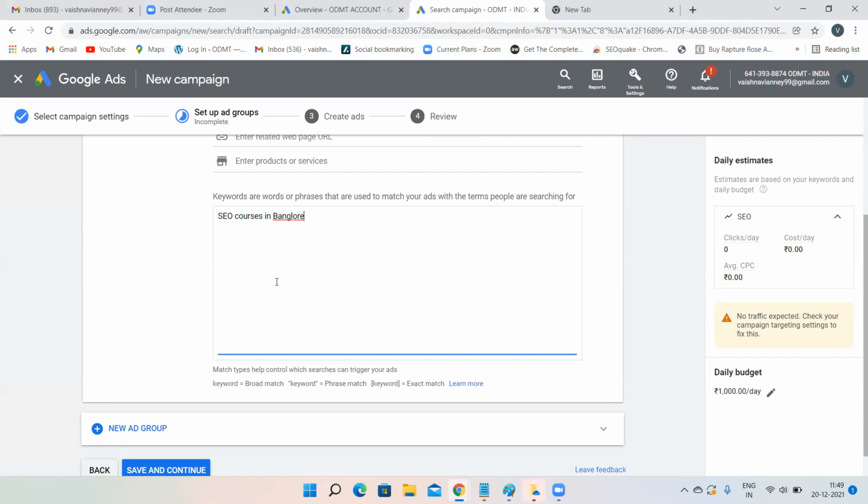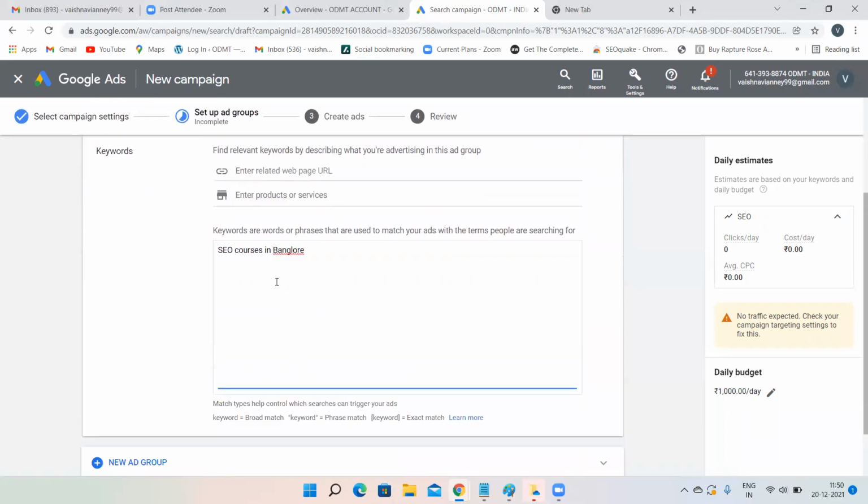Then according to all the keywords whichever you choose, you take the average CPC. That means suppose 100 is there, 150 is there, 120 is there, then take 100 as your maximum CPC. By seeing the keyword planner, check the value for each keyword, then take the average and give the maximum CPC as that amount.